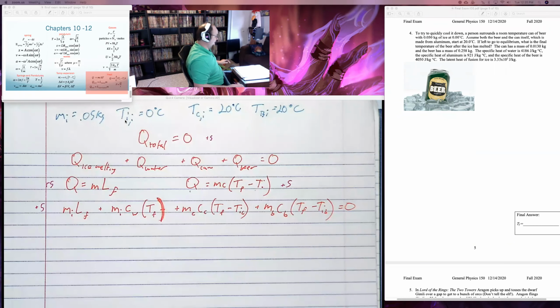Now let's take a look at what I got so far. I got 20 out of 25 points without doing any math yet, just for setting this up. This is important. I care about the setup. I will not give full credit if you do not show full work.